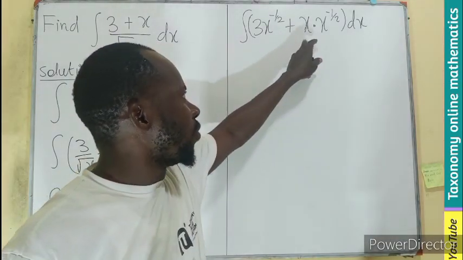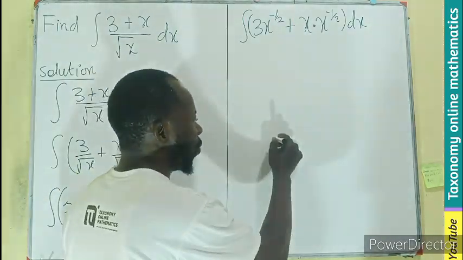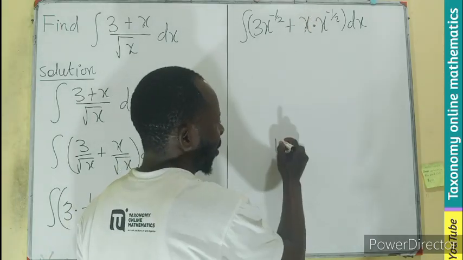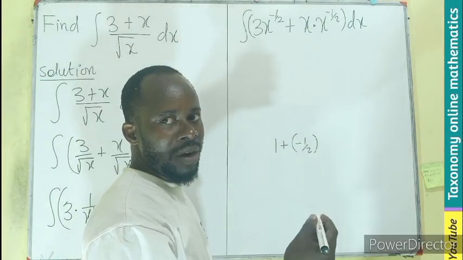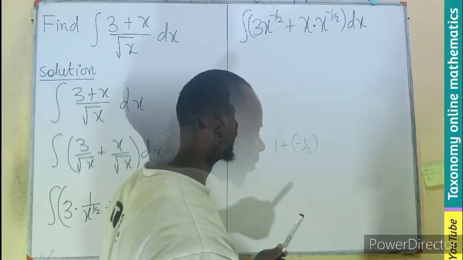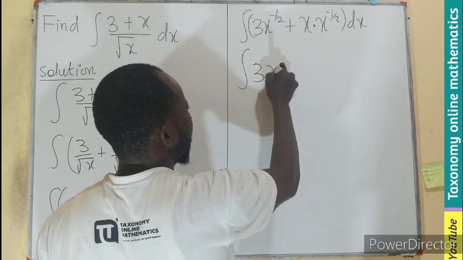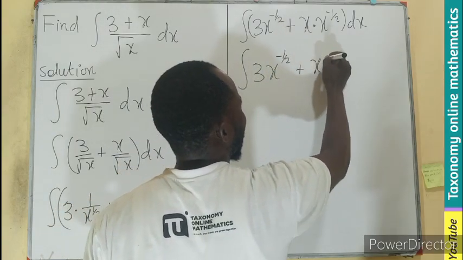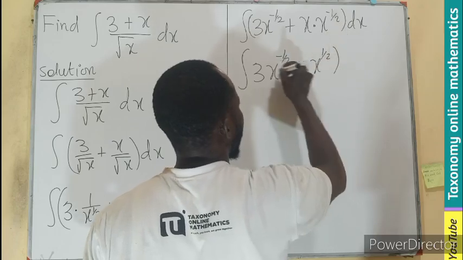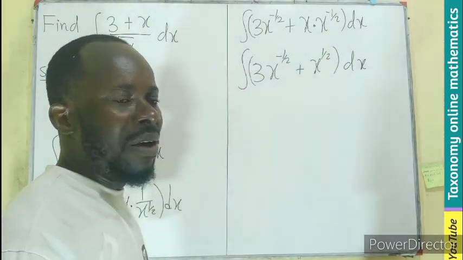When two bases are multiplied, we add their powers, meaning 1 as a power here plus negative half. That is 1 minus half, which gives you half. So here I'll have the integral of 3 x exponent minus half plus x exponent half. Remember, it will be half from there, since 1 minus half is half.